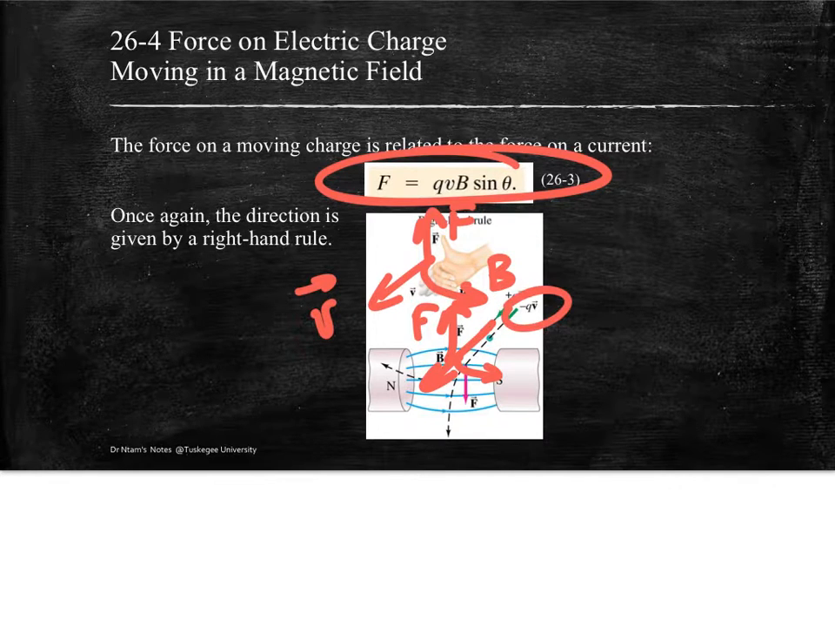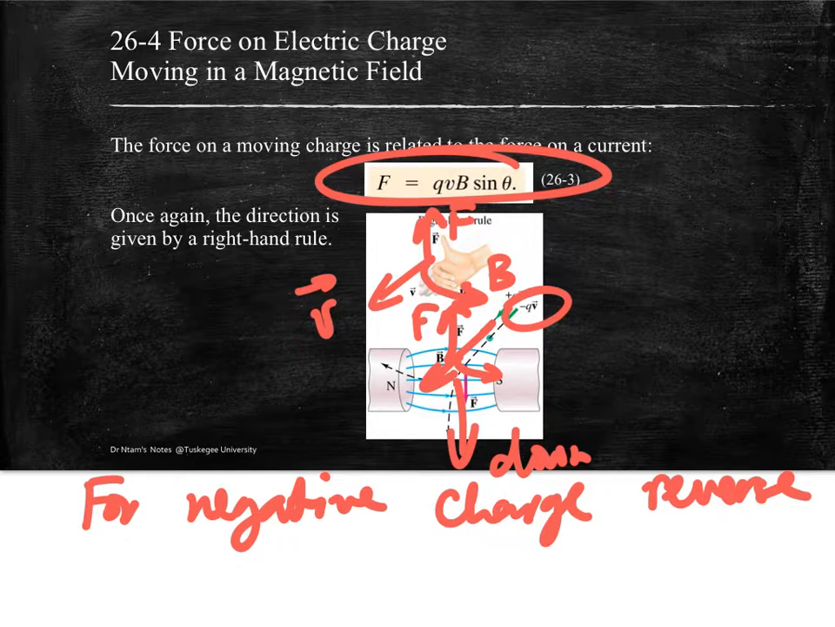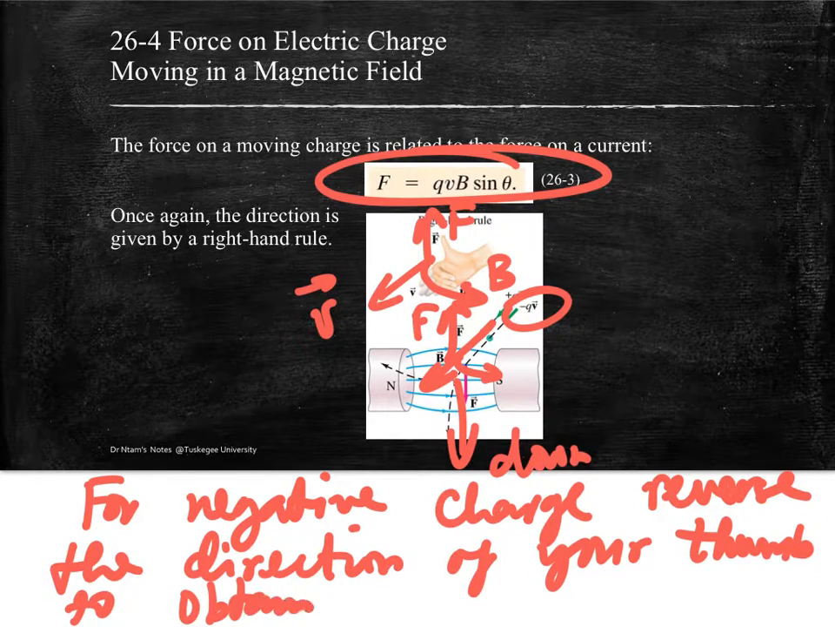Now if the charge is negative, then the direction of the force will be opposite the direction of your thumb, which is down in this case. So take note, for a negative charge, reverse the direction of your thumb to obtain the direction of force.